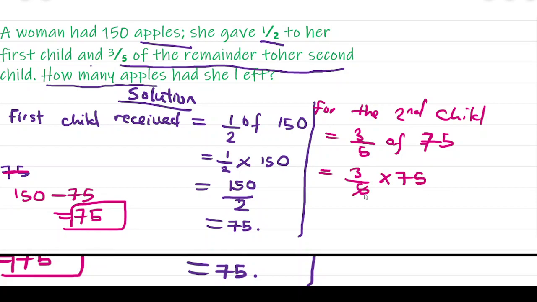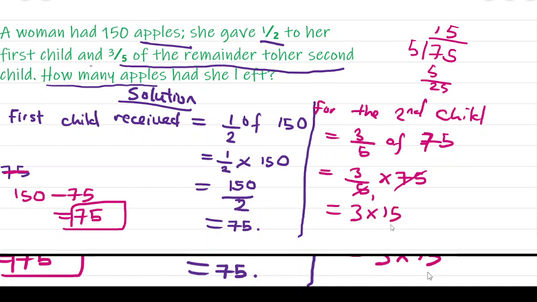Of course, this is 5 here is one. 5 into 75 is, let's say 5 into 75, so 1 will be here, and then 5 and 2 5. So it's 15. So this is equal to 3 times 15, which is 45. So this means that the second child received 45 apples.